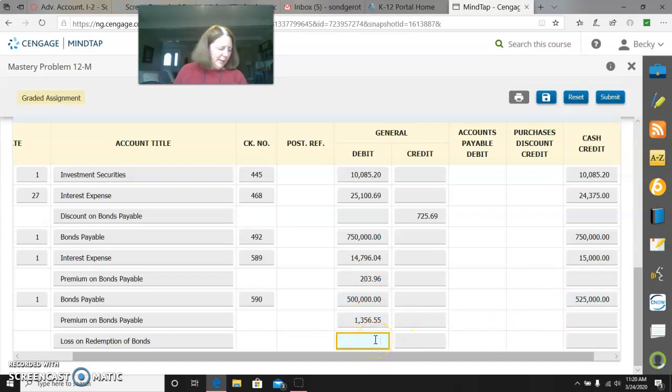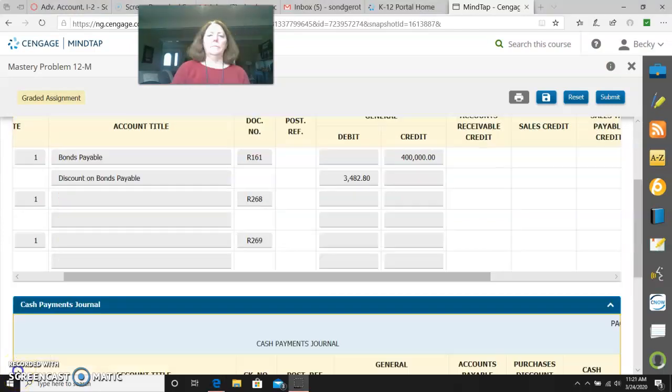And I have debits of about 501,000, credit of 525,000. I need to make that equal. So the redemption of 525,000 minus the carrying value of 501,000 is 23,643.45. Okay, so that is the most difficult transaction you're going to have to do.